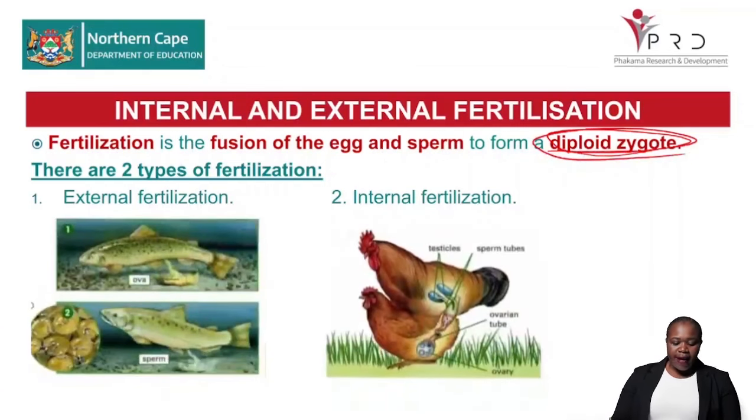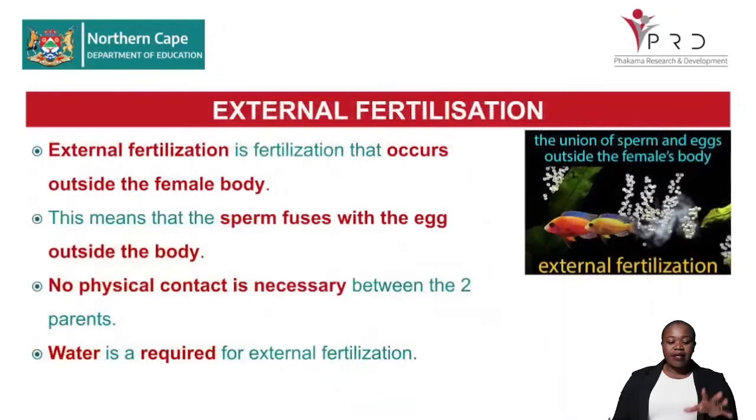So here we have external fertilization and internal fertilization. As you can see here, the female fish would release its ova, and the male fish would also release its sperm cells. Then these two would fuse outside of the female's body, right? Meaning that development would then take place outside of the body as well. And then internal fertilization, the male would release the sperm cells into the female's body, and fertilization would take place inside the female's body, right? So obviously, as we have just said, external fertilization takes place outside of the female's body, right?